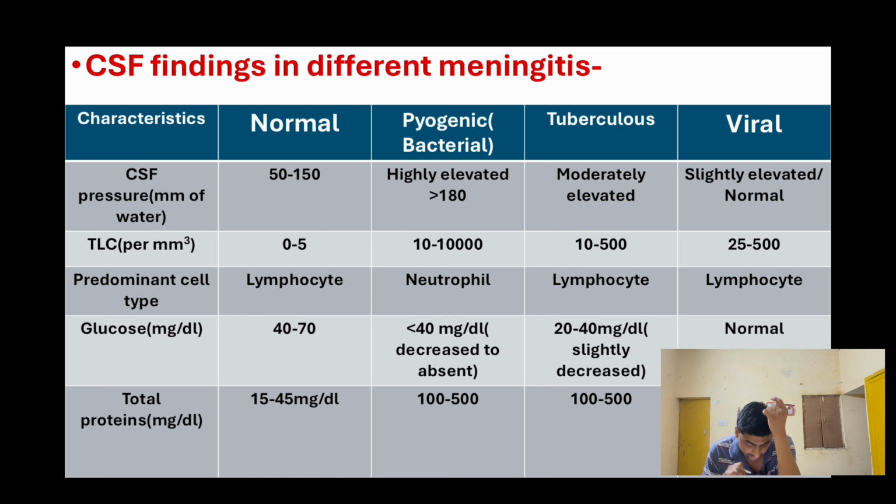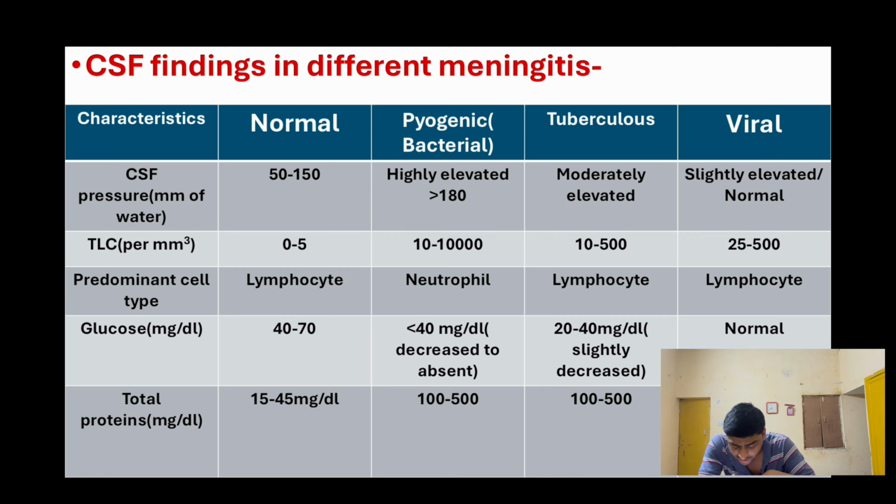So you can see the table here of CSF findings in different types of meningitis. The first column has the characteristic features, that is the findings, and in the second column we have the normal value, which is present in normal individuals. Then we have pyogenic or bacterial meningitis, tuberculous meningitis, and viral meningitis. The first finding is CSF pressure, which is measured in mm of water. The normal CSF pressure is 50 to 150 mm of water.